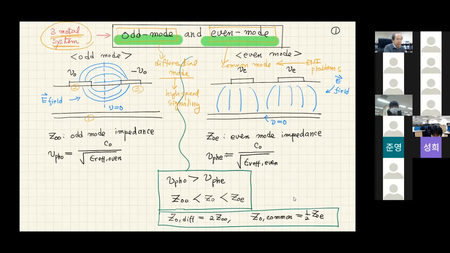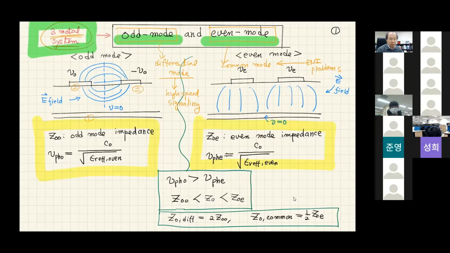An interesting thing is that if we are using a three-metal system, we're going to have odd mode and even mode. Odd mode has a different impedance and phase velocity, and even mode has a different impedance and velocity. In other words, if you are sending differential mode signals through a three-metal transmission line system, we're going to have differential mode impedance and common mode impedance. In other words, odd mode impedance and even mode impedance are different.